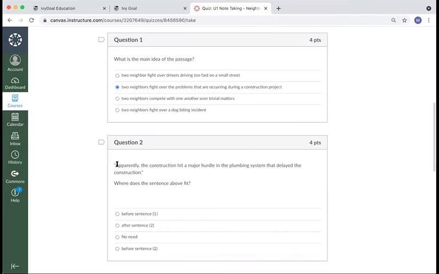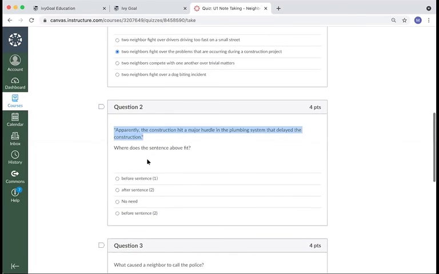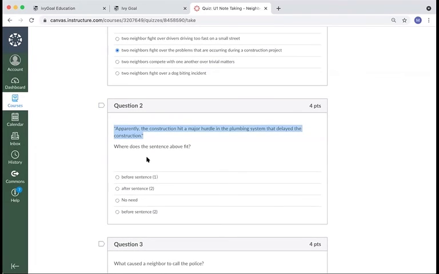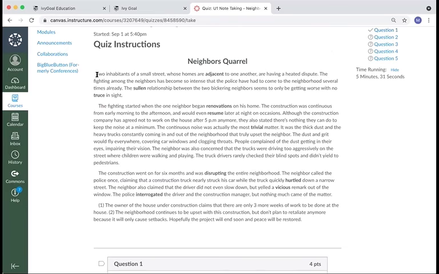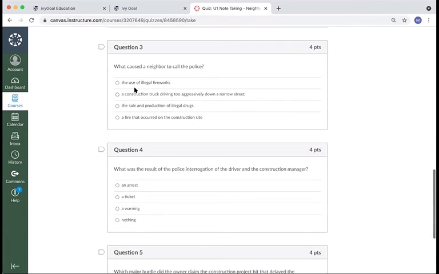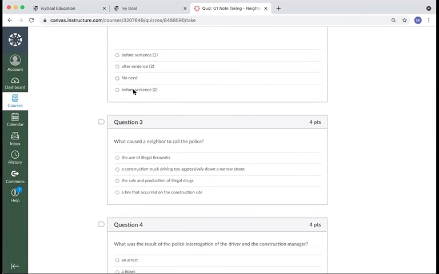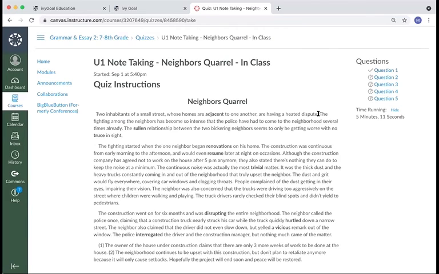All right, Maggie. Apparently, the construction hit a major hurdle in the plumbing system that delayed the construction. Where does this sentence fit? Okay, so we need to find where a sentence that has to do with plumbing would go. Is it before sentence 1? That doesn't really make sense, right? Sentence 2, well, that's about the police having to come. That's not really about plumbing. So before sentence 2, in between the intro sentence and the second sentence about the police.